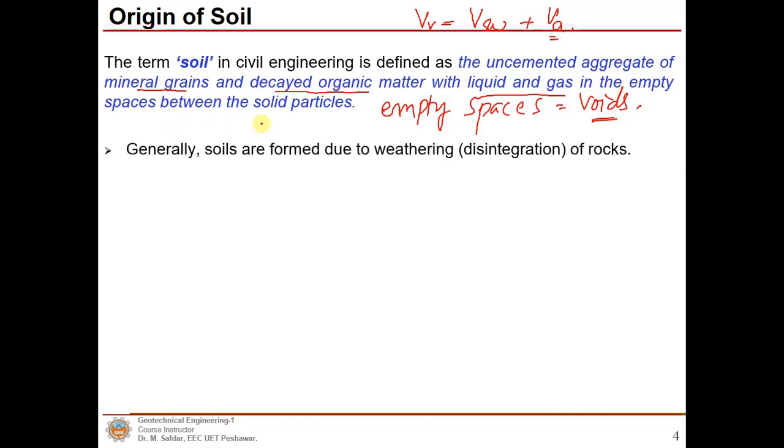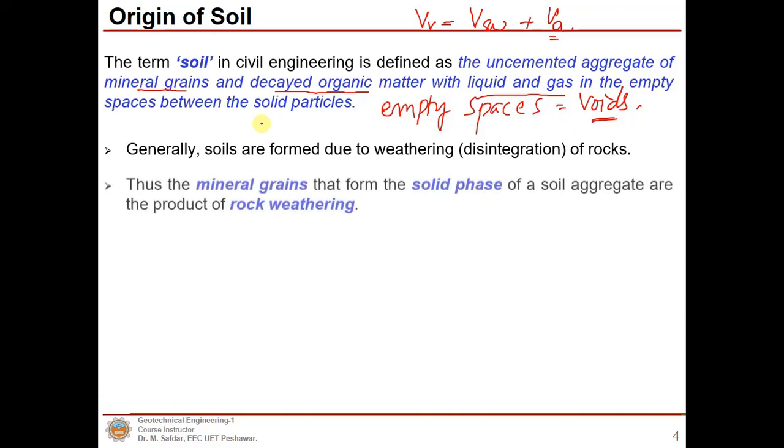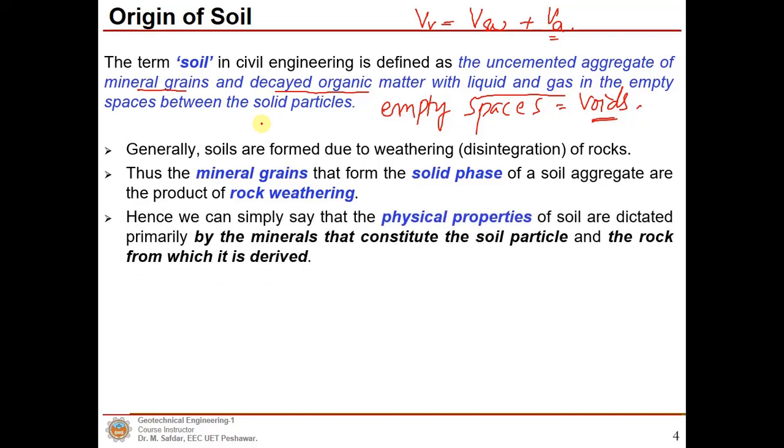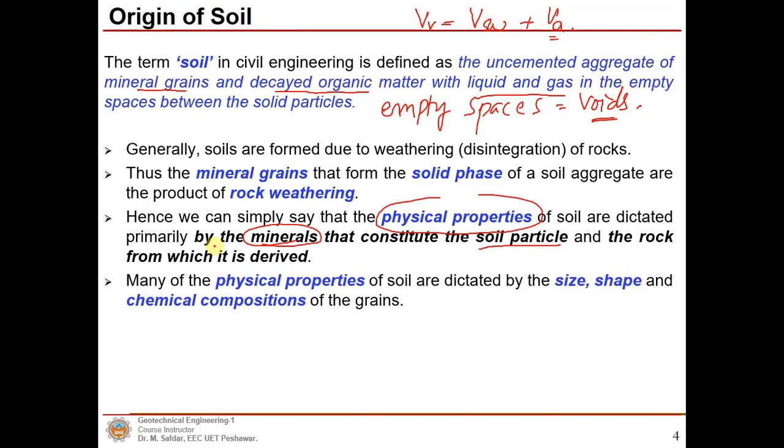Generally, soils are formed due to weathering or disintegration of the rocks. Thus, the mineral grains that form the solid phase of a soil aggregate are the product of rock weathering. So we can simply say that the engineering properties or the physical properties of soil are dictated primarily by the minerals that constitute the soil particle and the rock from which it is derived, whether these particles are obtained from the igneous rock, metamorphic rock, or sedimentary rock. That will determine the shear strength, compressibility, and the hydraulic conductivity of that particular soil.